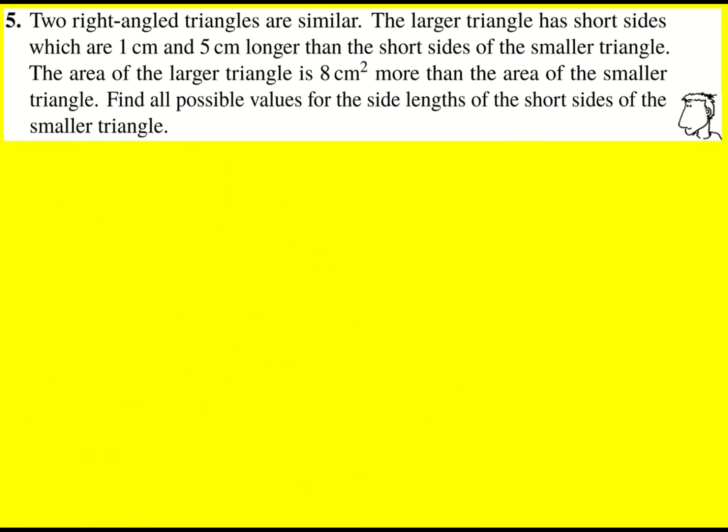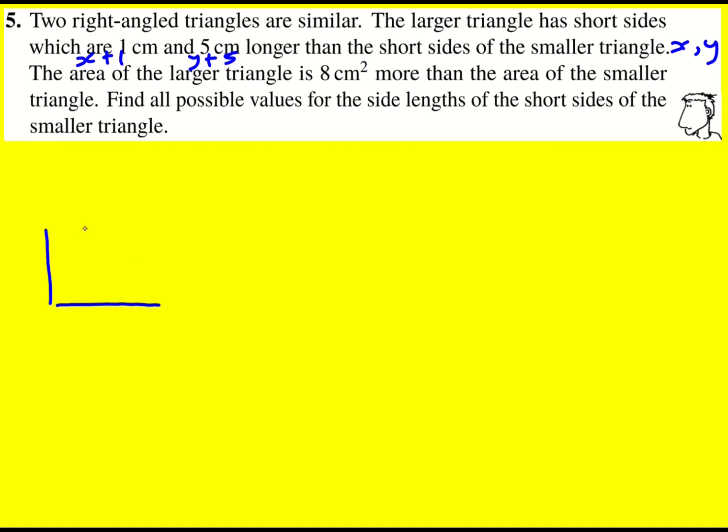Two right-angled triangles are similar. The larger triangle has short sides which are 1 centimeter and 5 centimeters longer than the short sides of the smaller triangle. So let me say the short sides of the smaller triangle are x and y. Then without loss of generality, I can say that the larger triangle is x plus 1 and y plus 5. If I swap them round, I'll just get the reverse answer. So that's what I mean by without loss of generality.